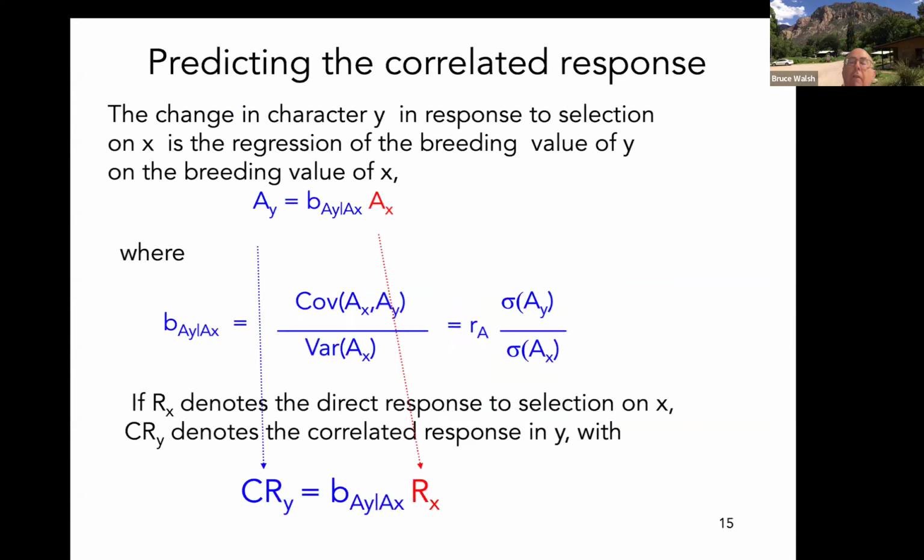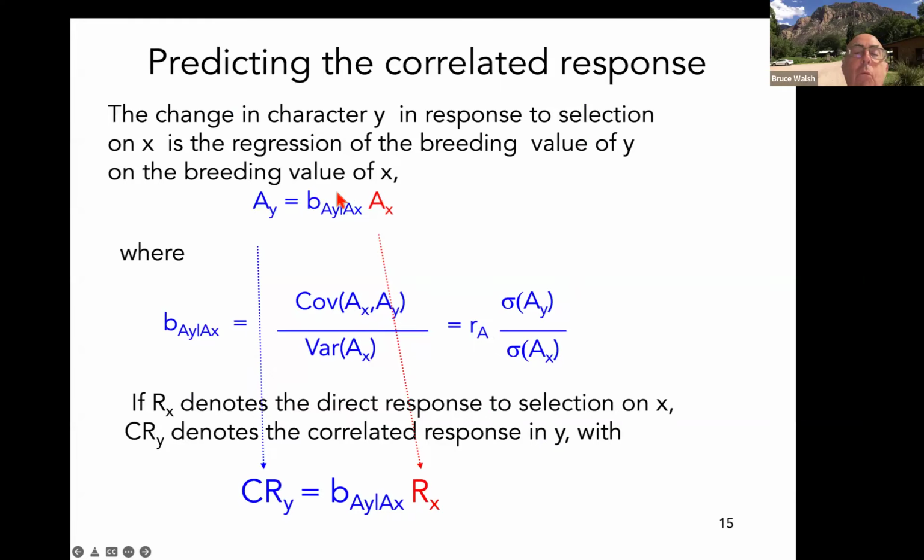So we can kind of put all that together. So here's the regression of breeding values. So what is the predicted breeding value in trait Y given I know the breeding value in trait X? Well, that's a regression slope. There's the regression slope. You can plug it in and get this expression here.